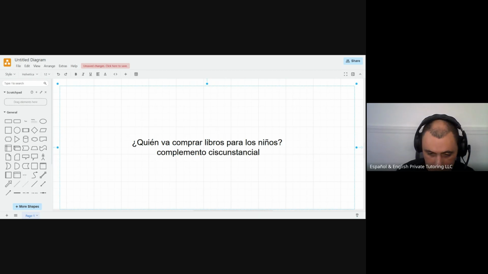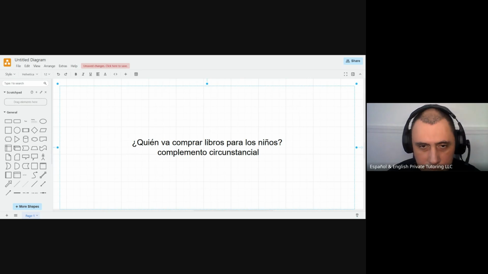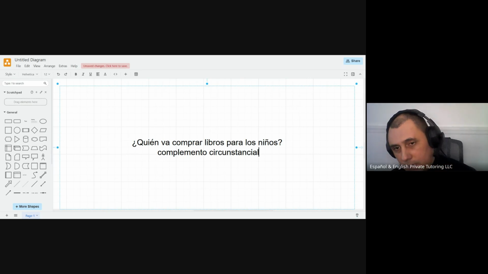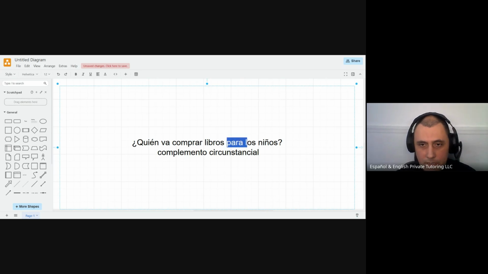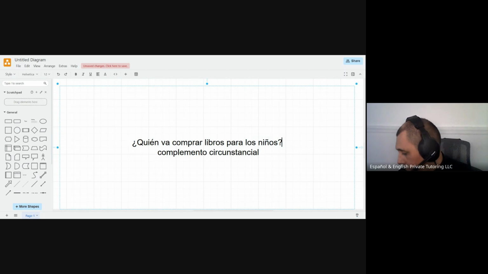Complemento circunstancial, which in English could be circumstantial object or circumstantial complement. And just translating from Spanish to English, I'm not 100% sure how you call this in English. But this is not an indirect object. Okay. So this example here, what they are asking you here shouldn't be part of this lesson. So let's change this sentence to something different.